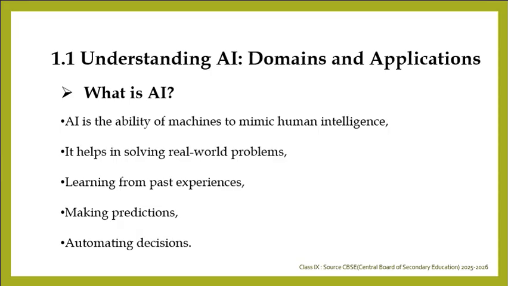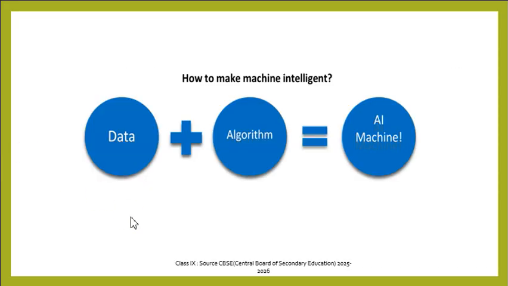So these are a few things which I have told you today. We already discussed before, right? I wanted to tell you how to make a machine intelligent. So I already told you, right? When we feed the machine with data and an algorithm, the machine starts to become intelligent.